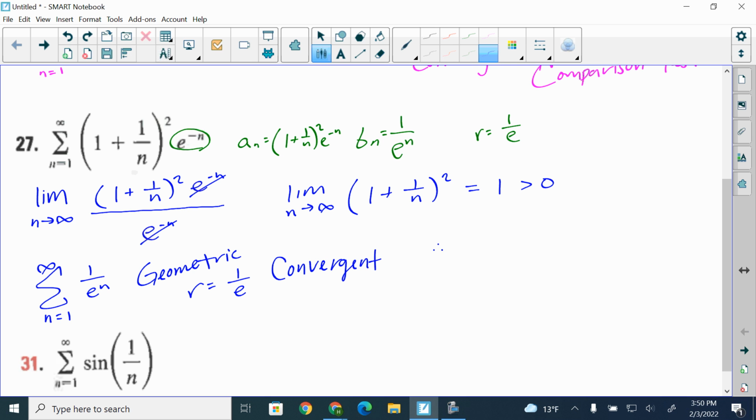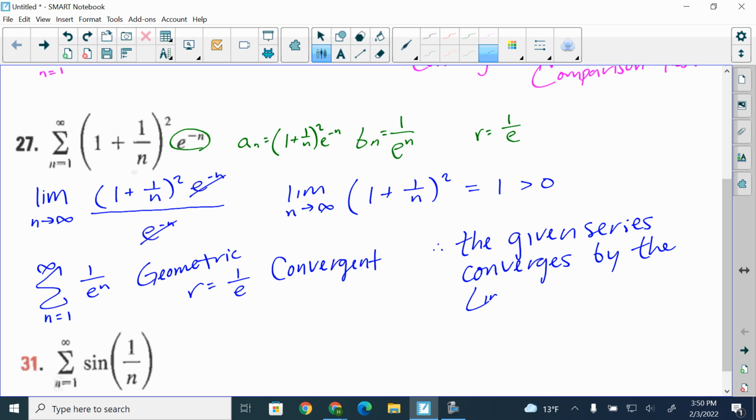And then you can say, therefore, the given series is also convergent by the limit comparison test. And we're done with that one.